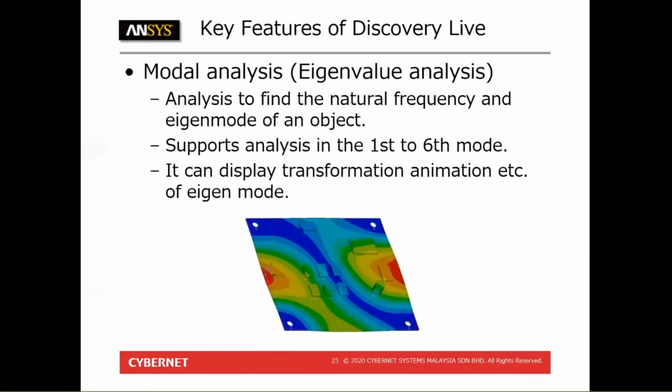Next, we have modal analysis, or eigenvalue analysis. This analysis is to find the natural frequency and eigenmode of the object. It supports up to 6 modes of eigenvalue, so you can see 6 different modes of your model. The result will be displayed as a transformation animation and also the eigenmode.